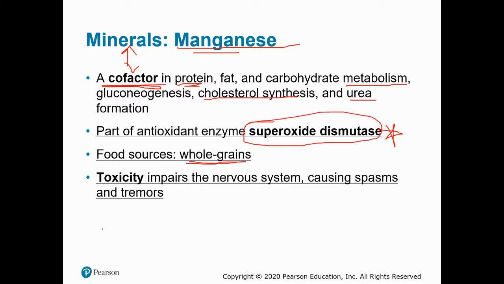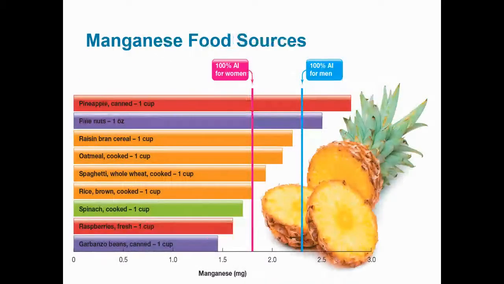Manganese is abundant in our whole grain foods. And again, toxicity can come about from oversupplementation. We're going to see the nervous system being affected primarily, resulting in spasms and tremors. Many of our fruits are also good sources of manganese. So you'll see it can be pretty easy to meet the RDA for manganese without really trying.